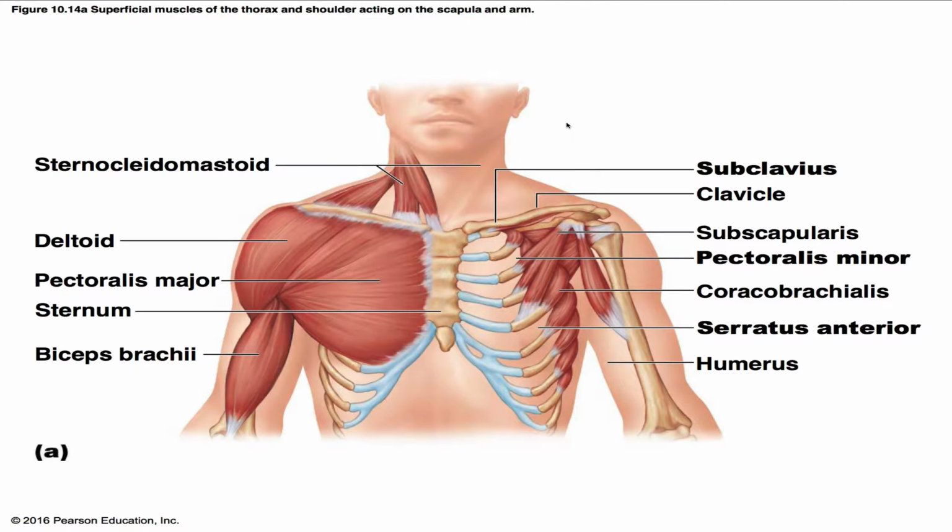As for the actions, with the ribs fixed, it draws the scapula forward and downward. This is the prime movement for this muscle. And when the scapula is fixed, it draws the rib cage superiorly.